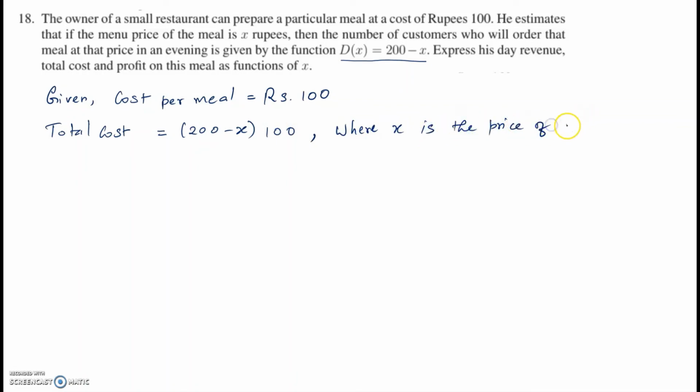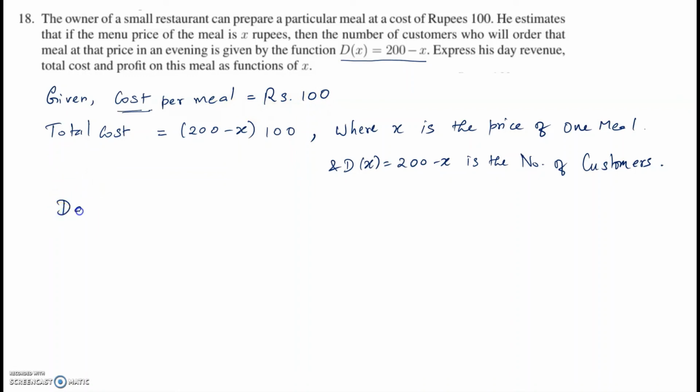price of one meal. Please note, when I say cost, this is cost of his production, and this price is his selling price. x is the selling price, and d of x, which is equal to 200 minus x, is the number of customers, right? So we have the total cost of manufacturing the meal per day, and cost per meal is rupees 100.